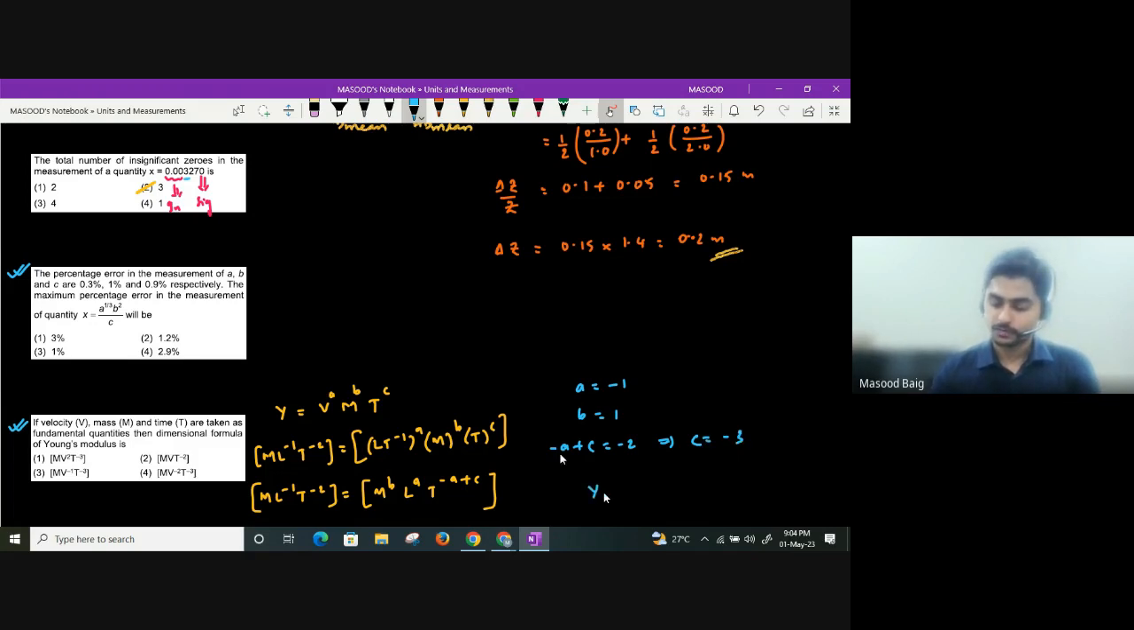C value will be minus 3 again. So what will you write Young's modulus as? V to the power minus 1, M to the power 1, T to the power minus 3. V^-1 M^1 T^-3 should be the answer for that. Clear? Third option you will get.